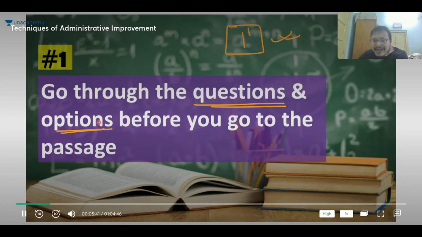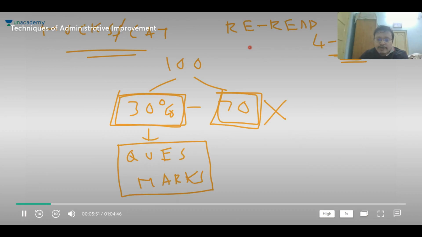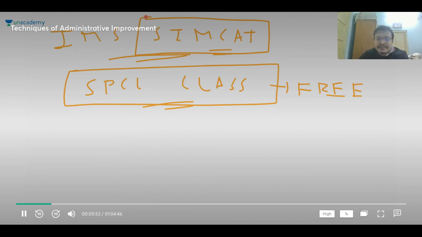Remember, in almost every question, it's only 4 or 5 lines of the passage that is important, not more than that. So how do you identify those 4 or 5 lines which are important in a passage? Any suggestions, anybody? How do I identify which are those 4 or 5 lines in a passage which are important?